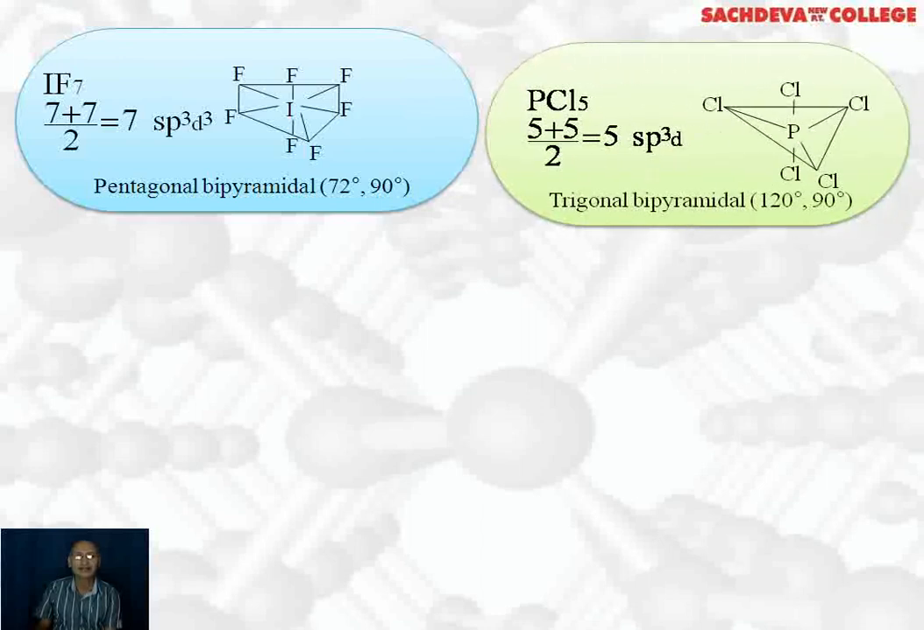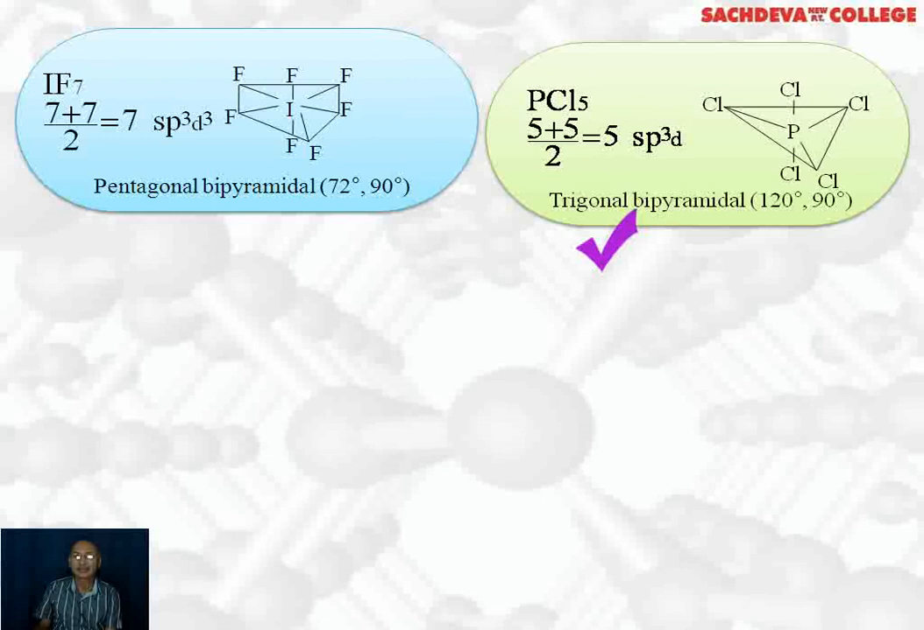The next example is PCl5. Phosphorus has 5 valence electrons. We add 5 chlorine atoms to it. 5 plus 5 divided by 2, 5. sp3d hybridization. The shape is trigonal bipyramidal. Bond angle 120 in the triangle.